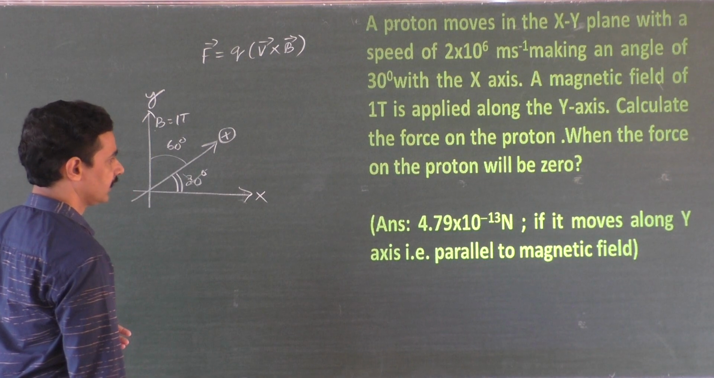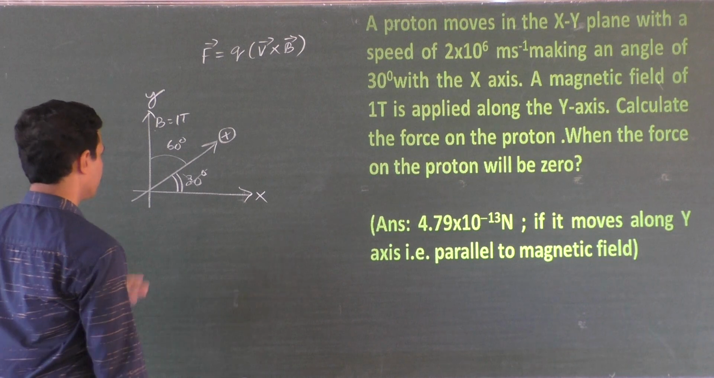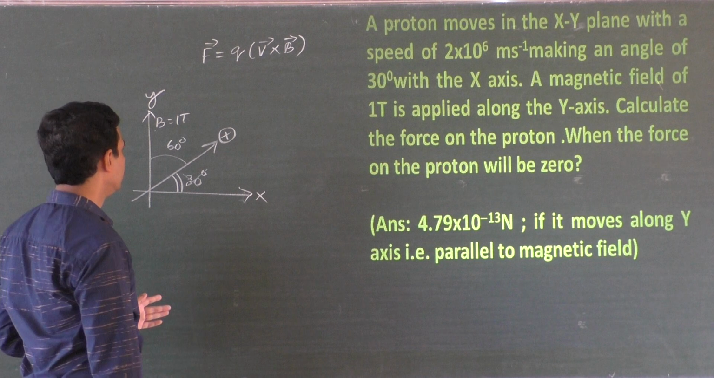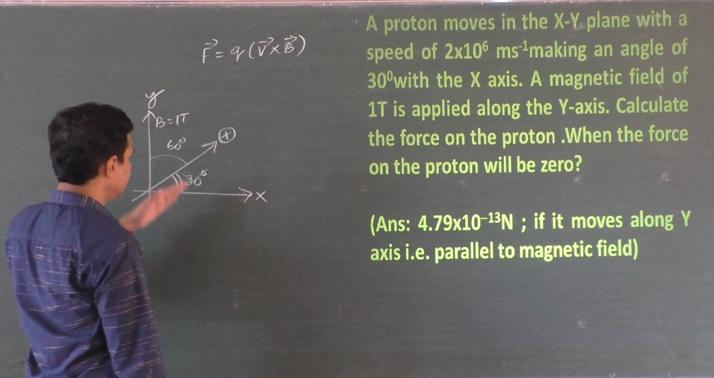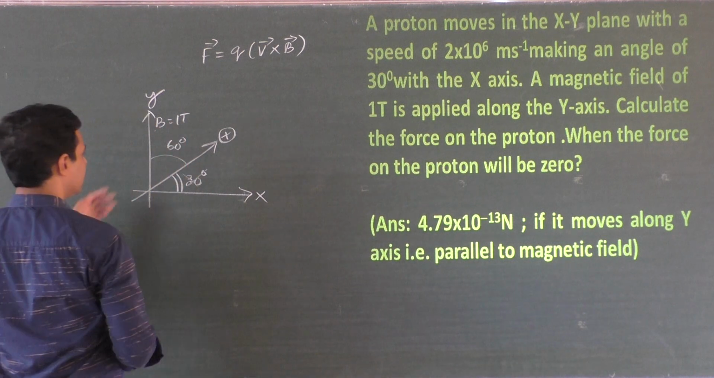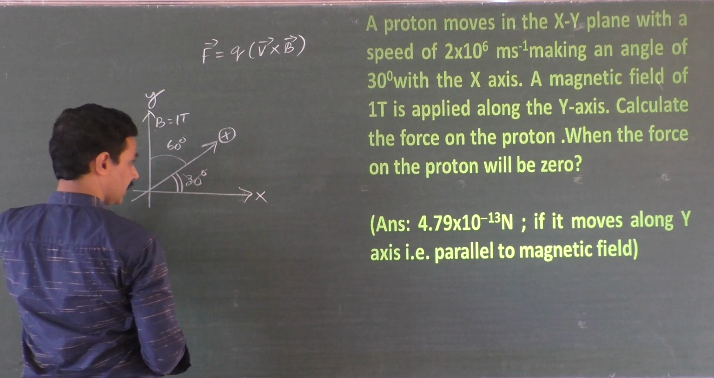Calculate the force on the proton, and when the force on the proton will be 0. Of course, force on the proton will be 0 if it is moving parallel to the field, right? Sin 0. If the proton moves along the y-axis, force is 0. Okay, when will it experience maximum force? When it moves along the x-axis. What is the force now?